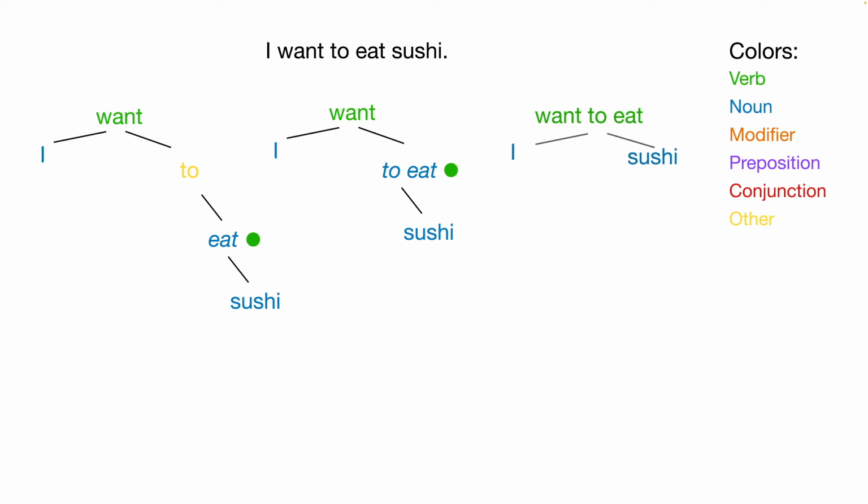And then third option, you can say want to eat as a whole is the verb. And that is understandable, it is reasonable, it is good enough. You don't need to know the exact details of how those words go together to understand what want to eat means. You can just treat it like a single node.